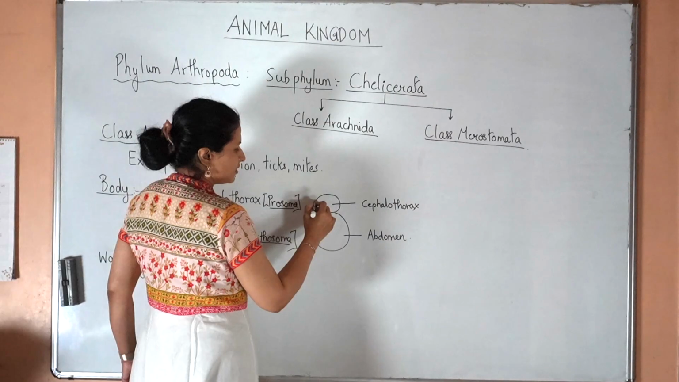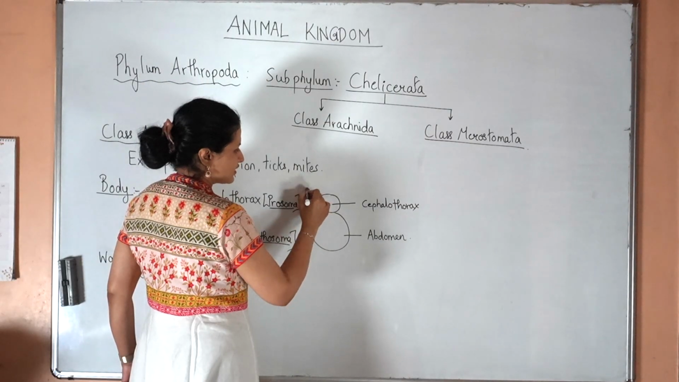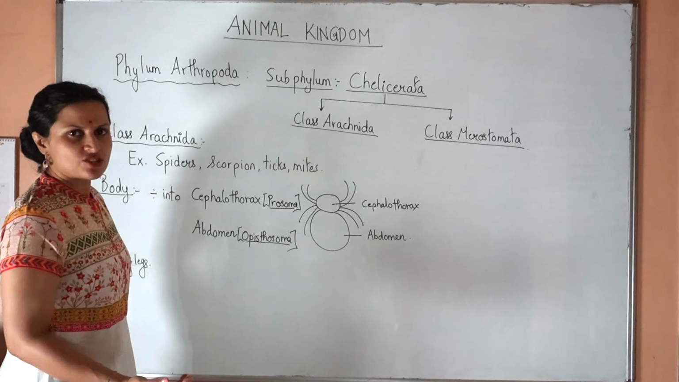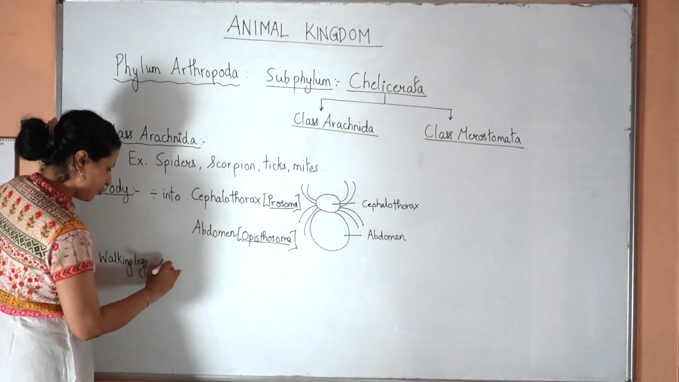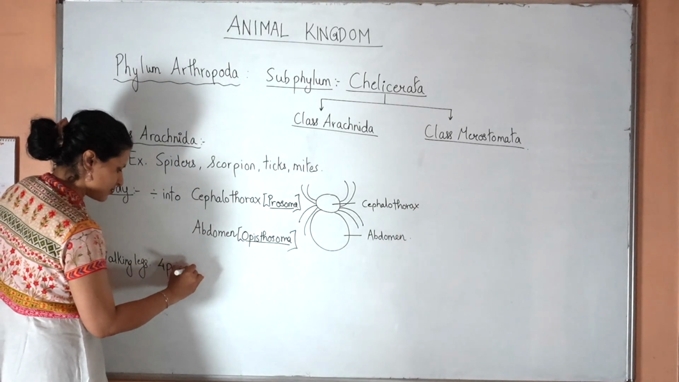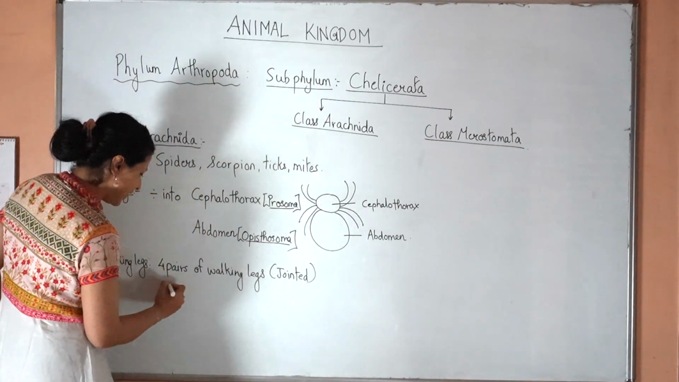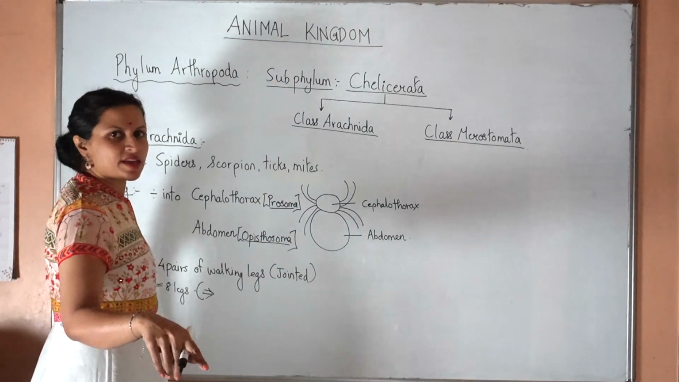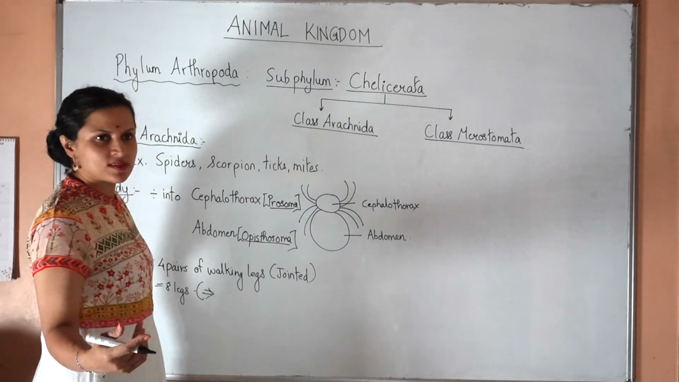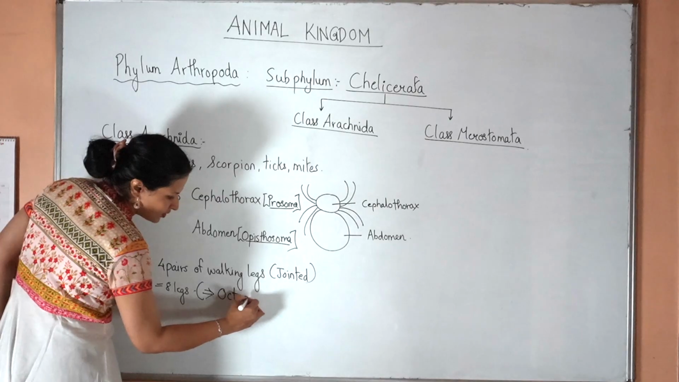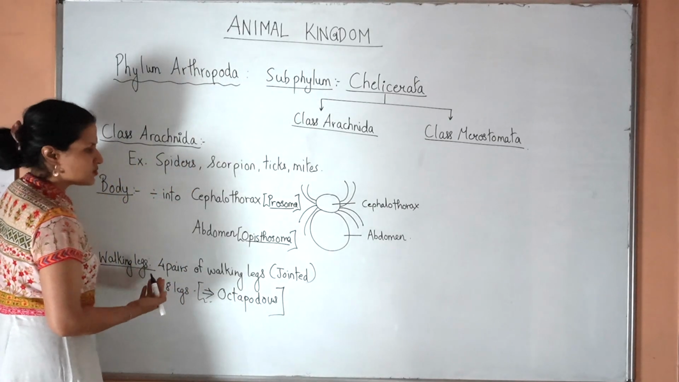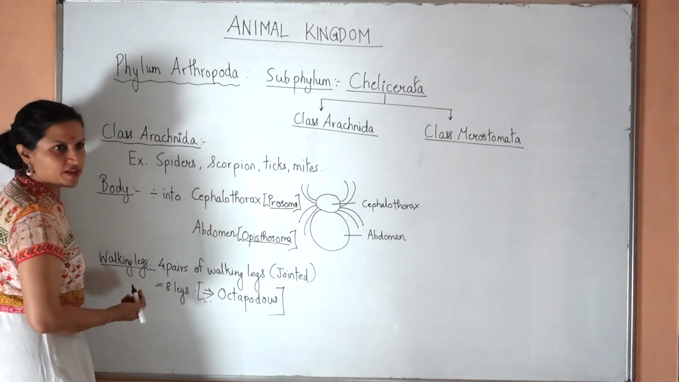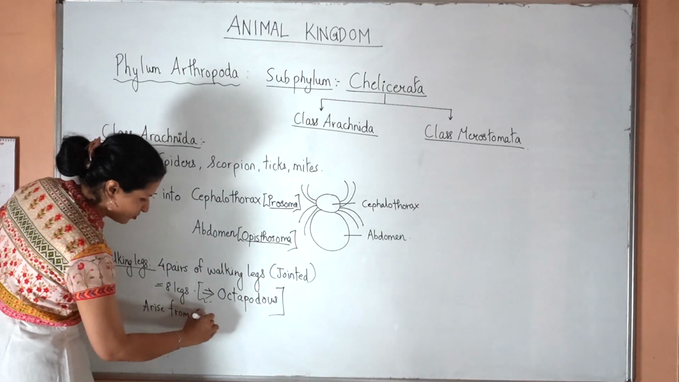They have 4 pairs of walking legs, and they will be jointed legs just like any other arthropod. So a total of 8 legs are present, and that's why, just as the insects were called hexapoda because they had 6 legs, these ones will be called octapoda. As you can see, all these walking legs arise from the cephalothorax.